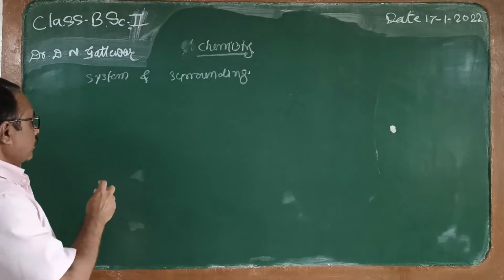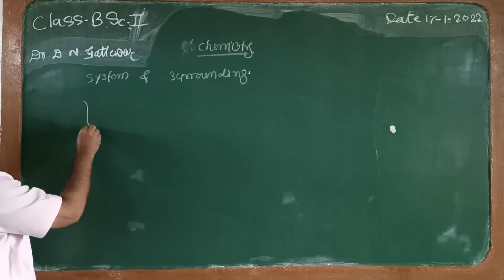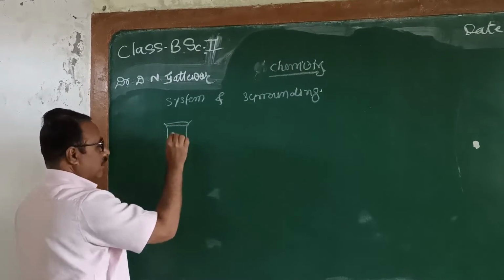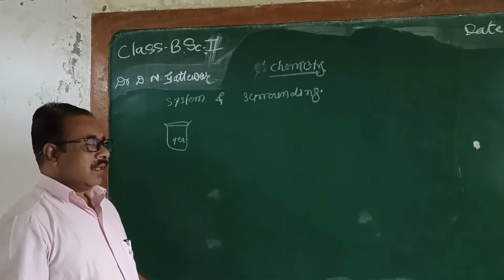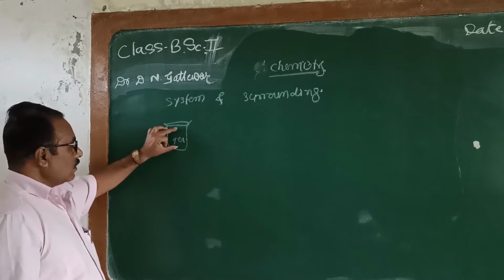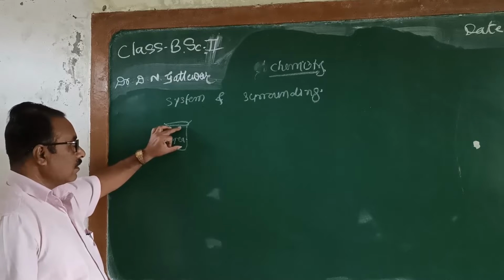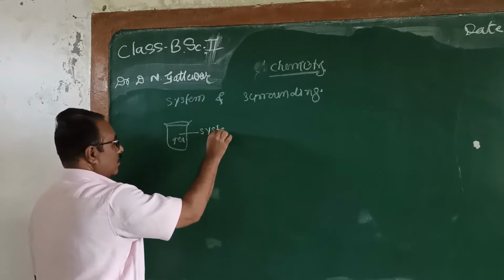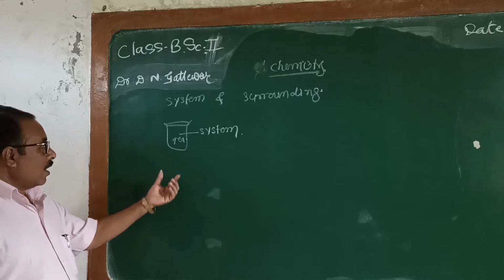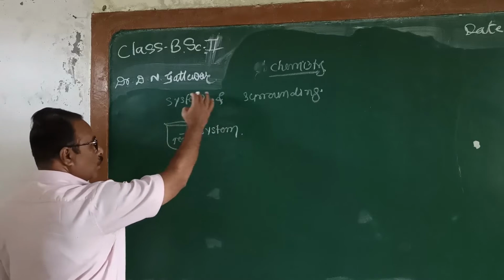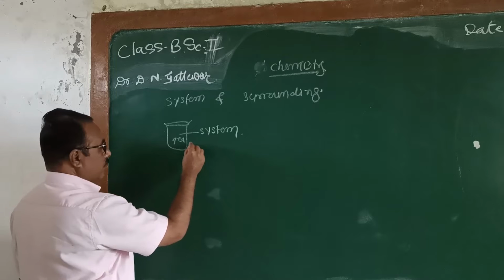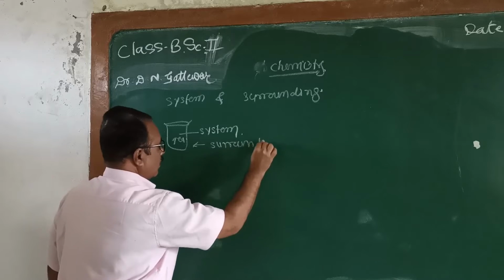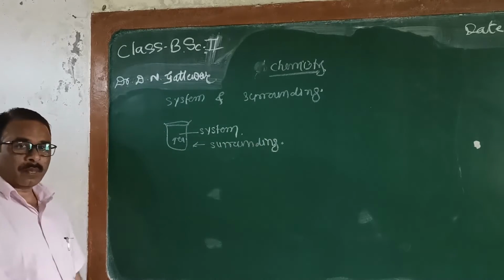For example, suppose this is a cup and here there is tea. Then the tea which is present inside the cup is called the system. Apart from the cup, this total space is called the surrounding here.